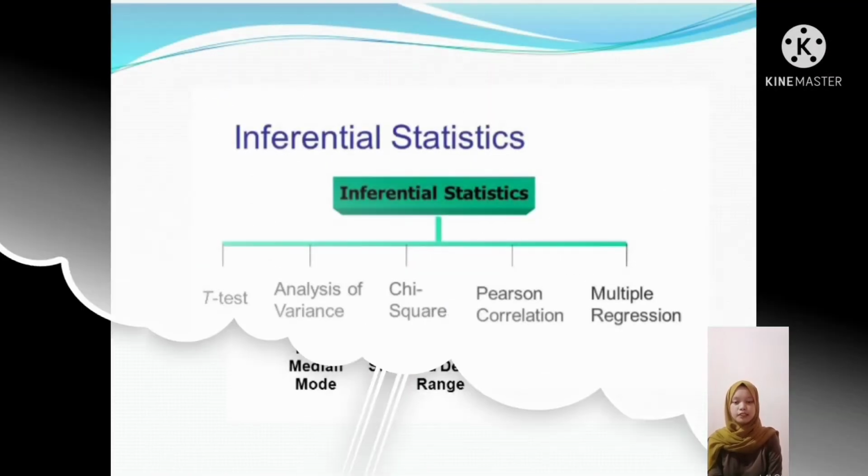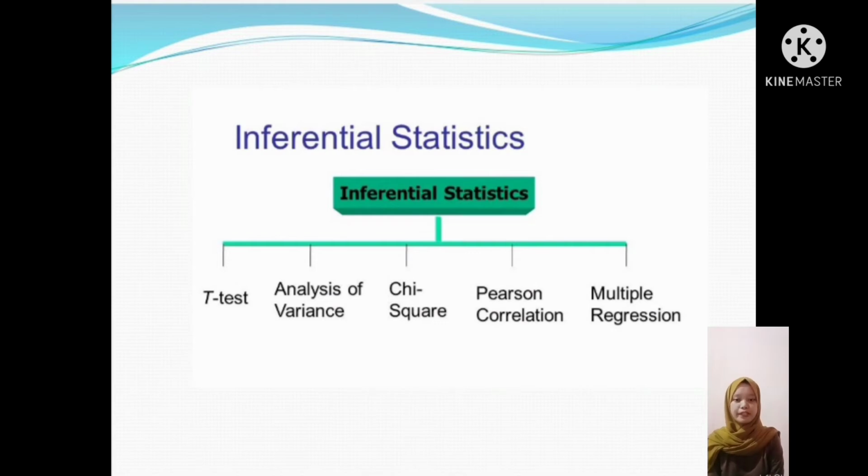So the next, there are 5 inferential statistics. Number 1, the t-test. Number 2, analysis of variance. Number 3, chi-square. Number 4, Pearson correlation. Number 5, multiple regression.